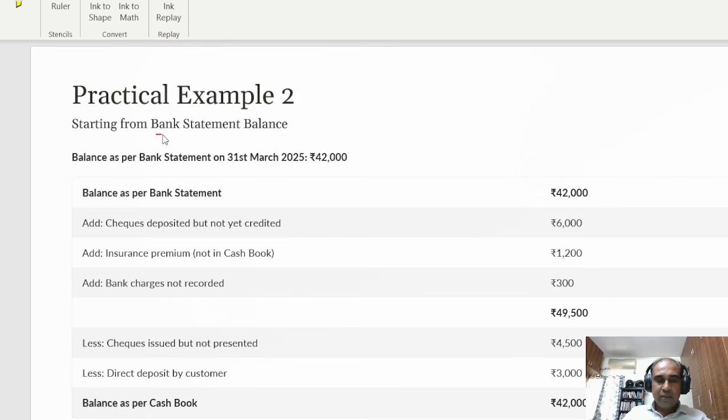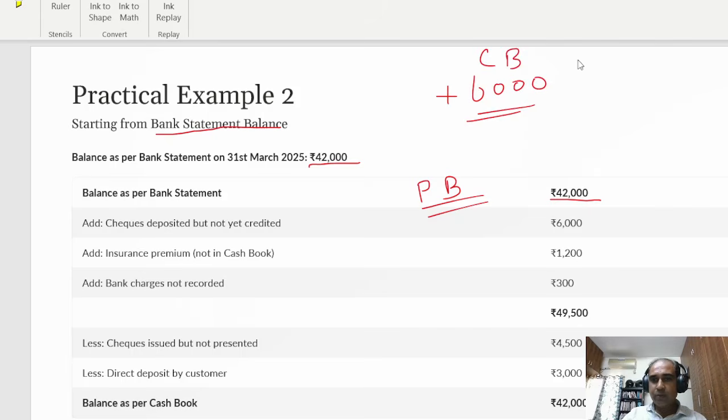This is the balance as per bank statement. My bank statement balance is how much? 42,000. Now I am starting with a passbook balance. Now think from the banker's point of view. The balance is 42,000. Now, checks deposited but not yet credited. I deposited a check of 6,000 rupees. So my cash book is higher by 6,000 rupees, but in my passbook, there is no entry.